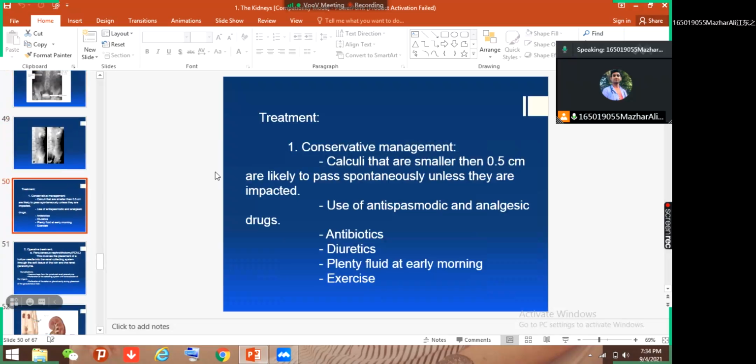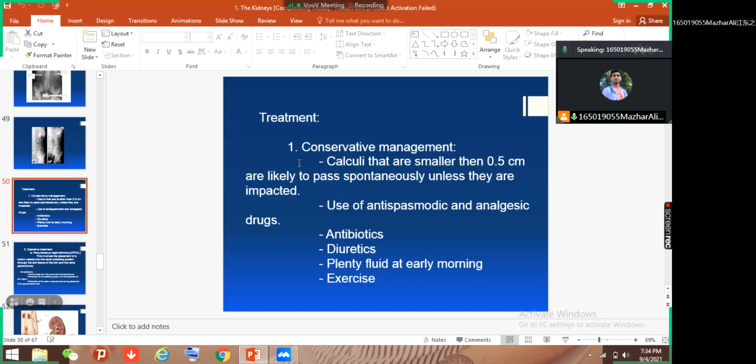Then what is the treatment? First of all, there is conservative management, then there is surgical management. This is what you can call medical treatment. If the stone is smaller than 0.5 centimeter, it is likely to pass spontaneously unless it is impacted.